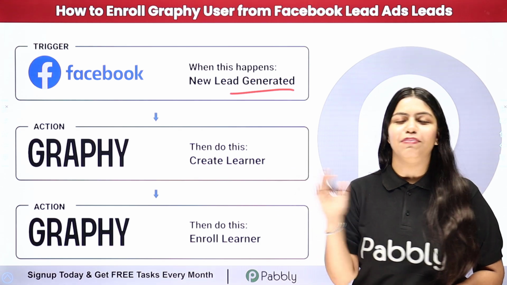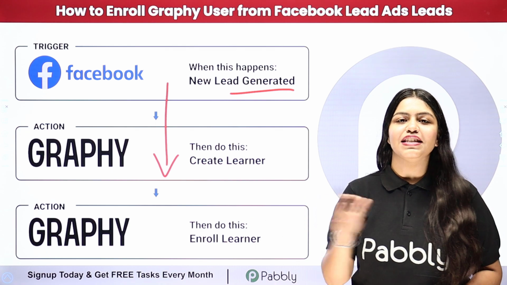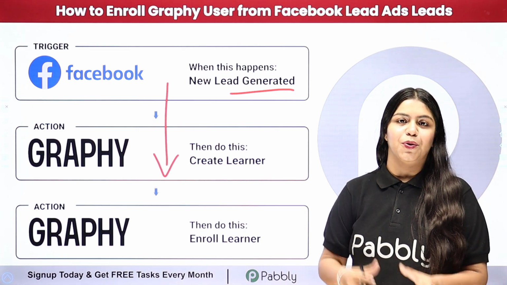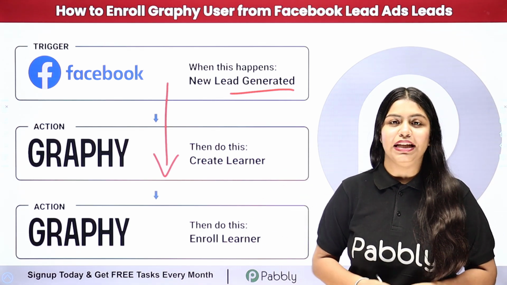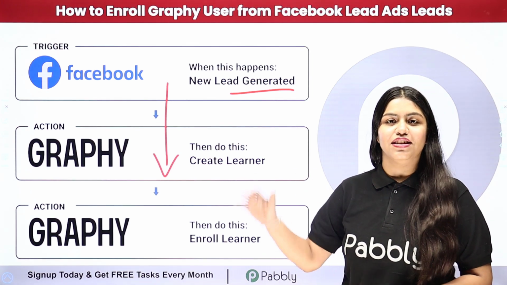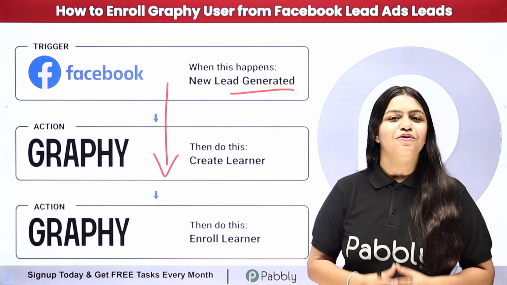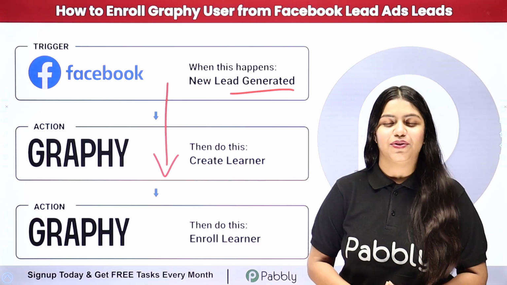So to do this, we are simply going to create a connection between Facebook lead ads and Graphy. To create this connection without knowing any programming or coding language, we are going to use Pabbly Connect. It is an amazing automation software. So do you also want to create this automation for your business and convert your leads into your clients? Then for that you have to come with me towards my screen.